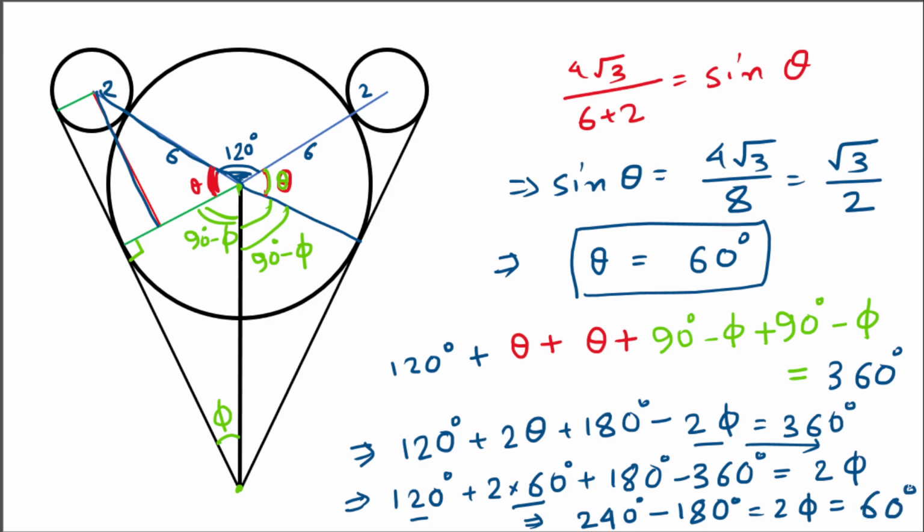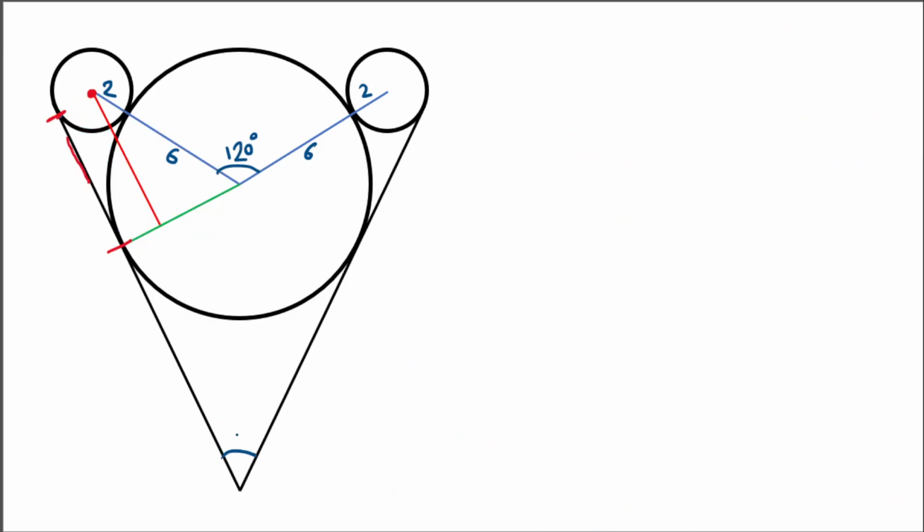So what we had to find out was 2 phi. Because both of these angles are phi, 2 phi equals 60 degree, and that is what we set out to calculate. So that is our answer. This was the angle that we set out to find, that is 2 phi, and that is 60 degree.